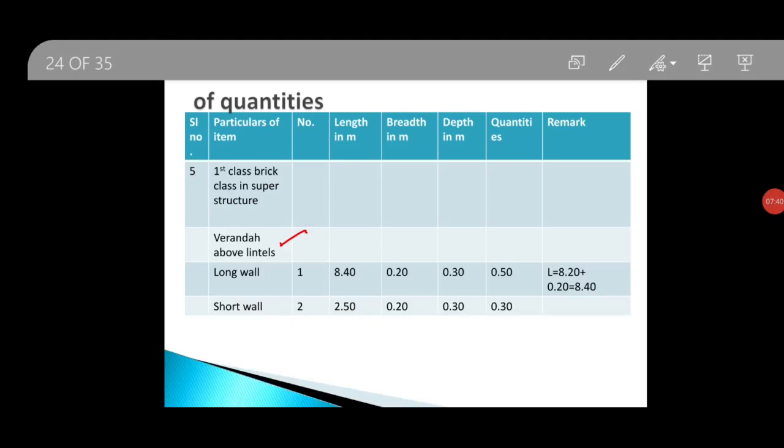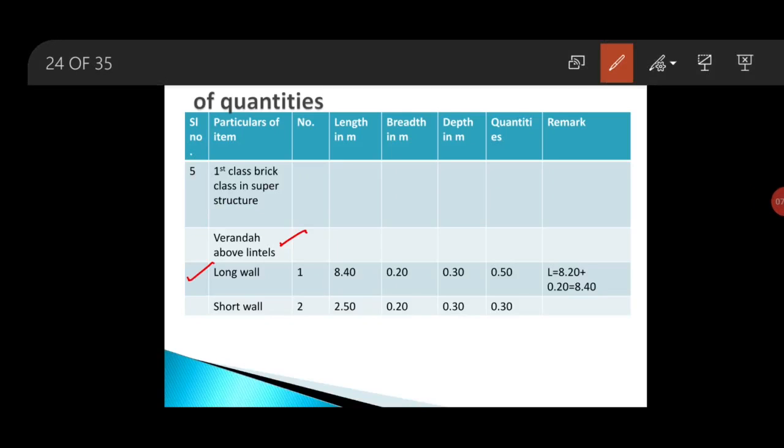Now, in the details of measurement form, write down long wall, number is 1, and in the remark column, this is the center to center length, that is 8.2. With that you will add 0.2, which will give you the length as 8.4, breadth as 0.2, depth as 0.3. So by multiplying these 4 columns we will get the quantity as 0.50 cubic meter. Clear? Then what is the length of the short wall?